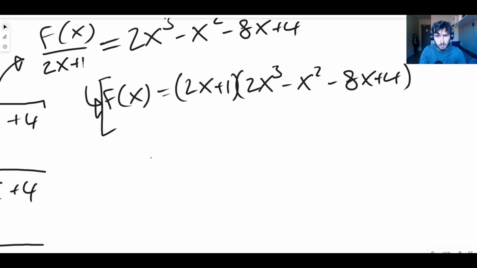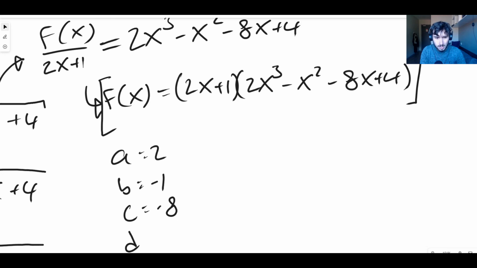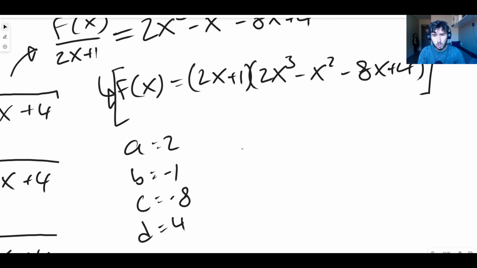This is the answer. And you could say, if you wanted to, a equals 2, b equals minus 1, c equals minus 8, and d equals 4. You can say that if you want to, because these are just the corresponding. There's a, there's b, there's c, there's d.